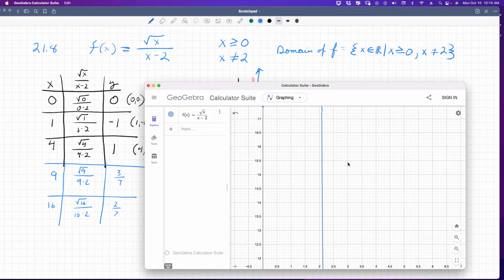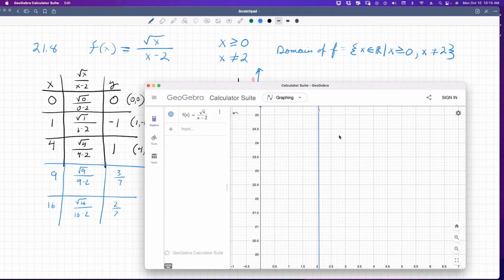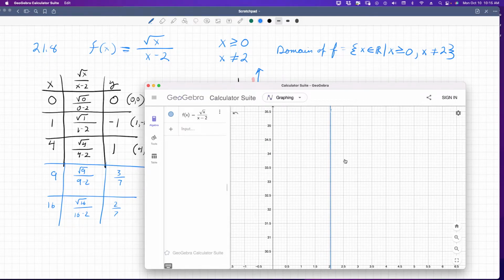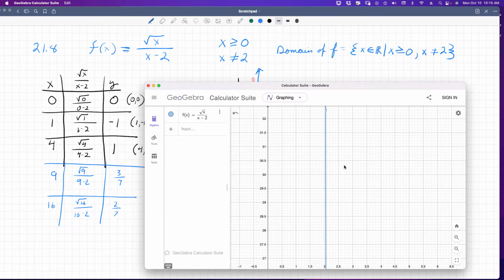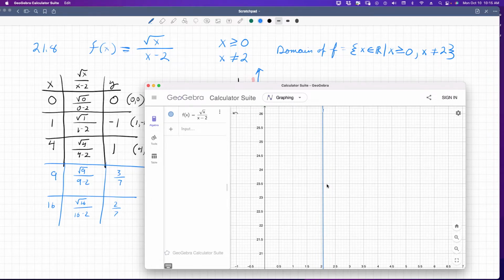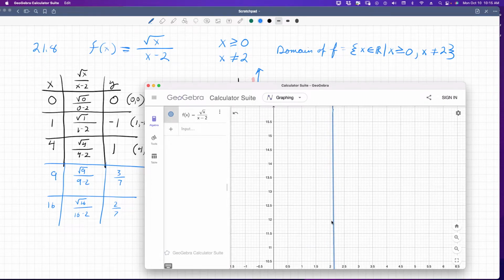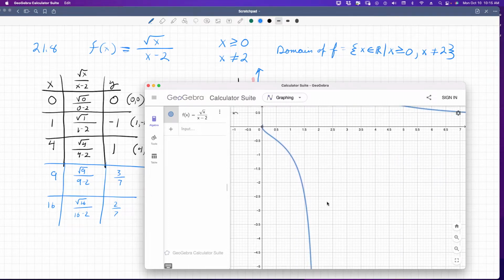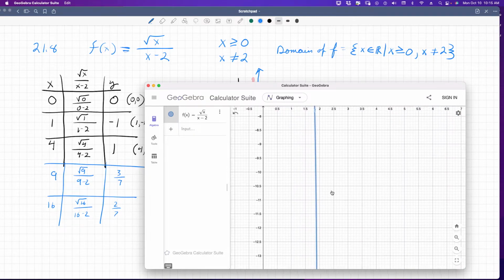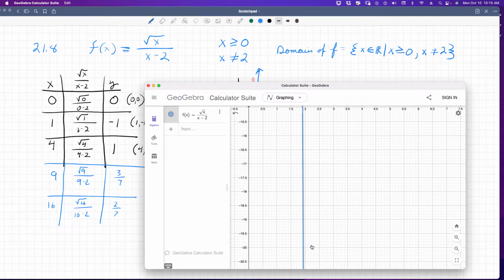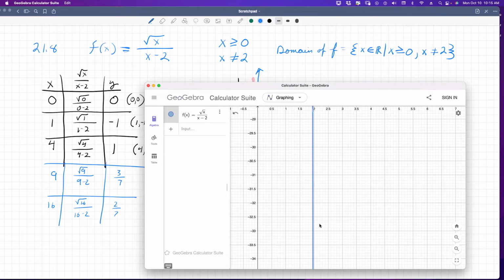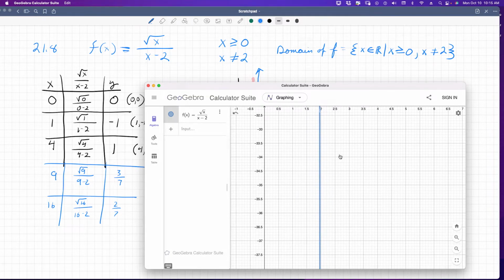And you see x never actually touches the 2. It just stays right alongside of it. It gets really close, but it never touches the 2. Same thing on the other end. If I can get down here, x is going to get really close to the 2, but it is never going to actually touch it. It's never going to actually overlap it, right?